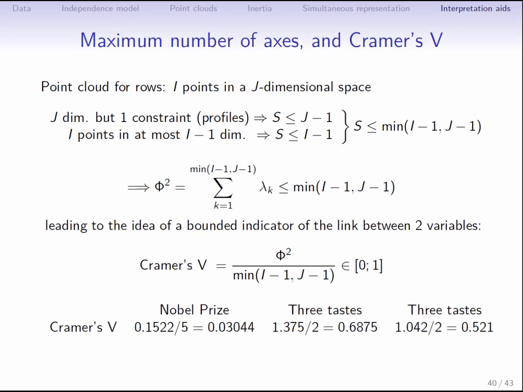Let's calculate Cramer's V for the Nobel Prize dataset. We get 0.03. This is quite small, which tells us that we are far from the situation of a strong exclusive link between pairs of categories. One country, one prize category. So, what about if we calculate Cramer's V for the tables with the 3 flavors? Here we get 0.69 and 0.52, which are much higher. This means that there is a fairly strong relationship between the two variables.